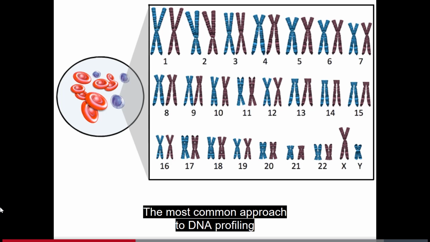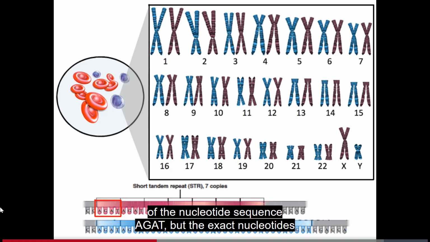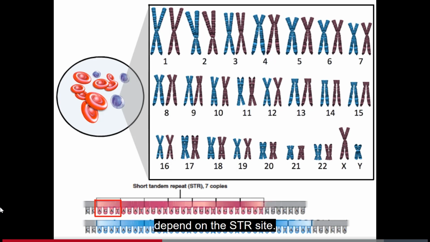The most common approach to DNA profiling is to examine short tandem repeats, also called STRs, which are sequences of a few repeated nucleotides. The STR example shown here has repeats of the nucleotide sequence AGAT, but the exact nucleotides depend on the STR site.